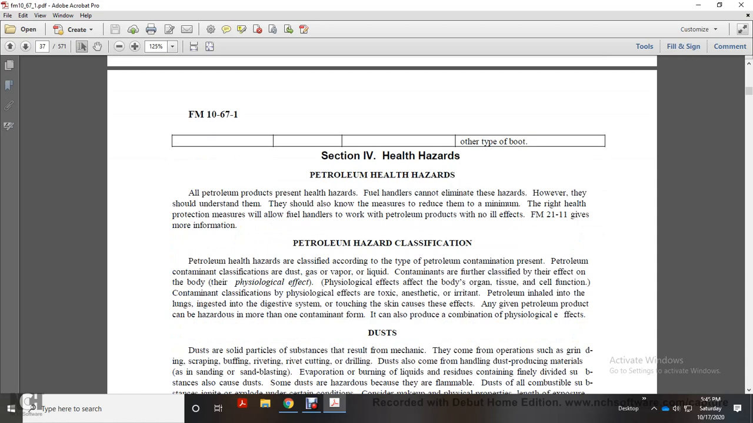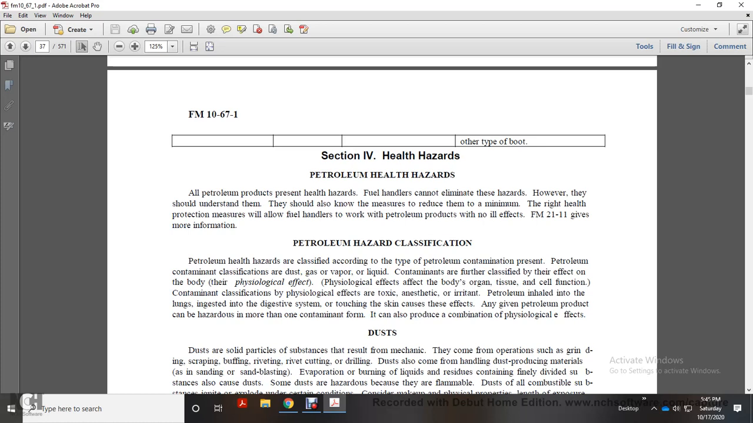Petroleum hazard classification. Petroleum health hazards are classified according to the type of petroleum contaminant present. The petroleum contaminant classification: dust, gas, vapor, liquid. Contaminants are further classified by their physiological effects on the body, organ, tissue, and cell function. Contamination classification by physiological effects: toxic, anesthetic, or irritation. Petroleum inhaled into the lungs, ingested into the digestive system, or touching the skin can cause these effects.